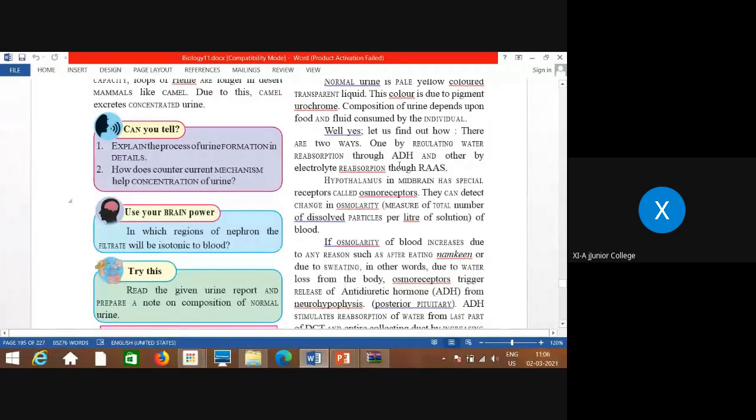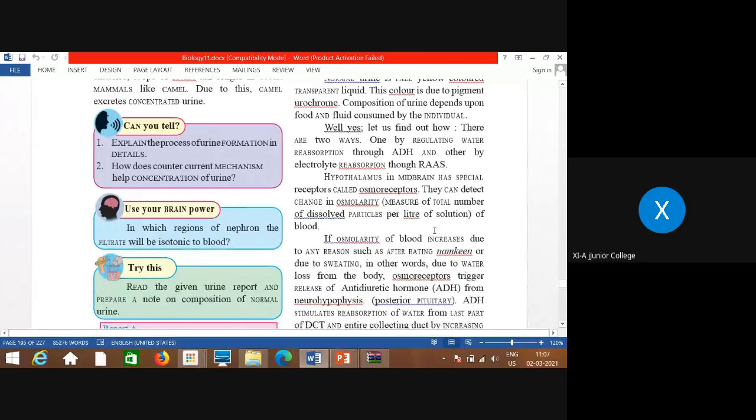There are two ways of regulation: water reabsorption through ADH, and electrolyte reabsorption through RAAS. I will tell you what RAAS is. You can note it down. It is mentioned in the text also.